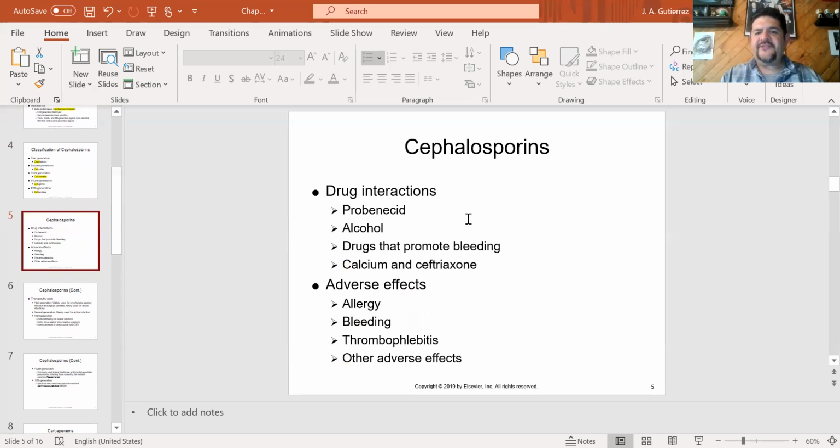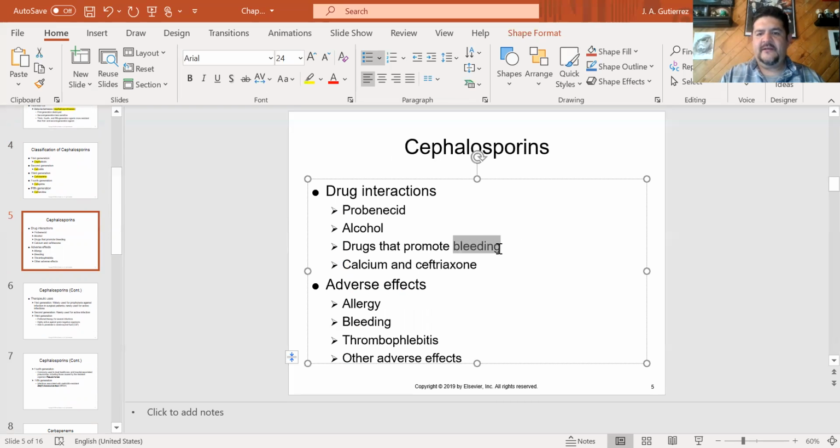Now, regarding drug interactions, besides allergies, the other one is bleeding. Cephalosporins can increase bleeding times or bleeding situations for patients already taking blood thinners. Usually, here, it'll be warfarin. Regarding alcohol, again, never mix alcohol with any type of drug that the patient is taking to fight a disease or control a disease.